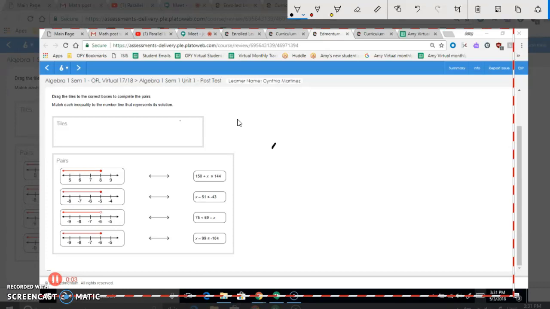So say we had 52 plus x is greater than or equal to, let's say, 106. So now this is just a one-step equation. What we have to do is get x by itself.